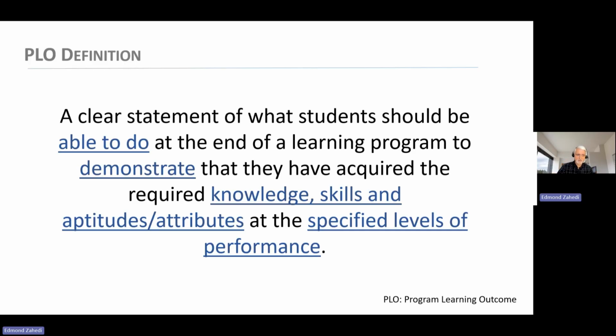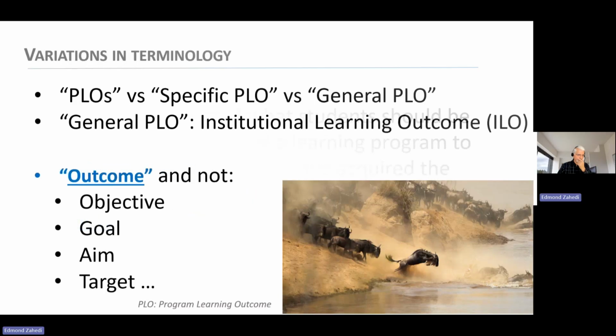Where do you want to go? And based on that, the program learning outcomes are going to state this vision, and you are also going to specify the levels of performance. Is it at the undergraduate, or is it at a master level? Is it at a PhD level? So we need to take all these into consideration.